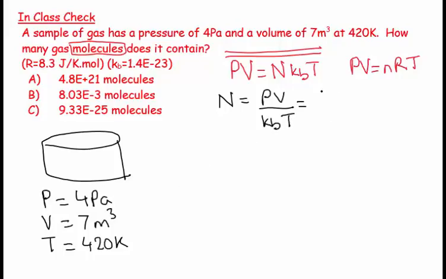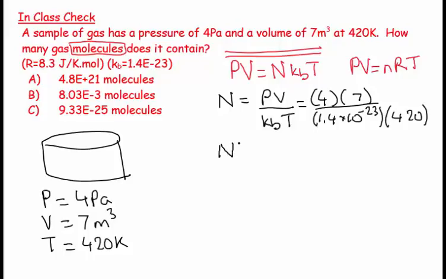If I look down here, that's going to be 4, that's going to be 7, and what is KB? In my class, I don't expect people to learn these things. It's 1.4 times 10 to the minus 23. I'll give it to you in a question, or somewhere on the exam paper. And then the temperature, I gave you in Kelvin, so it was 420.